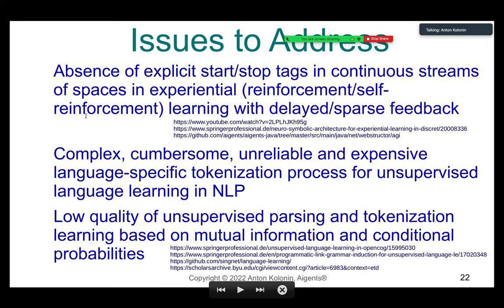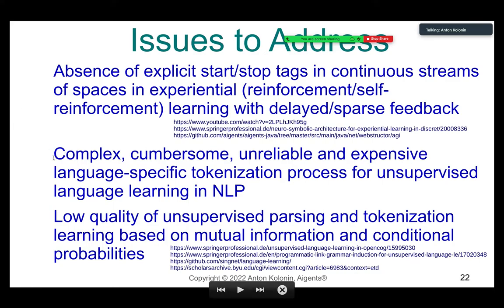And here now I'm getting to the issues that we're trying to solve during this work and end up with the results that we have got in the end. So the first issue that I was stating at the very beginning is absence of explicit start-stop tags in continuous streams of space in an experiential or self-reinforcement learning setups when the feedback is delayed or when feedback is sparse. So that's what Ben was talking about from the very beginning.